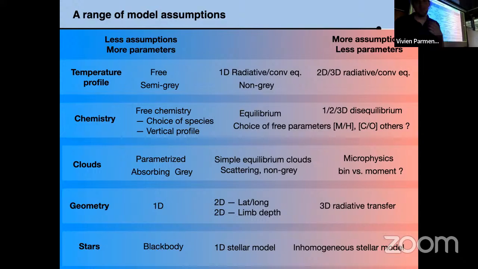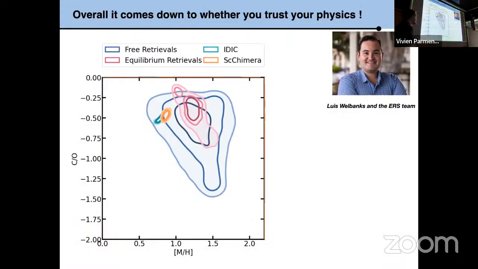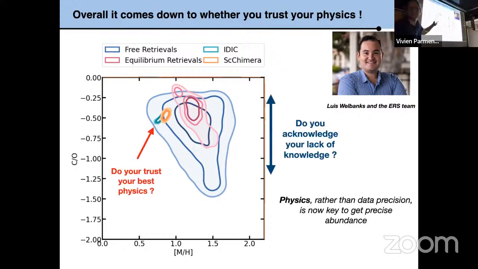And the funny thing is, obviously, when you put them together with this new data set, so here, the blue is the average of all the movies we were showing before. You can see that on a given data set, you get a pretty wide error bar on your metallicity, like 1 dex. However, if you go to a radiative convective equilibrium model, you get there. So you get a much more precise solution. Is it a good solution? Well, that depends if you trust your best physics.